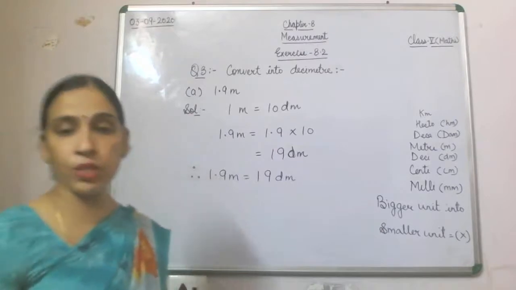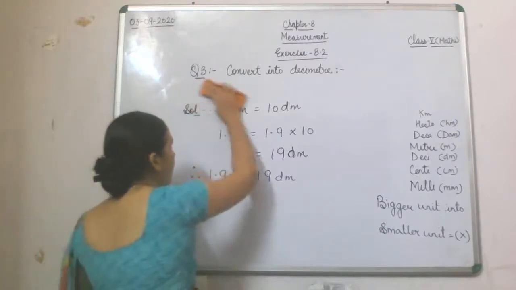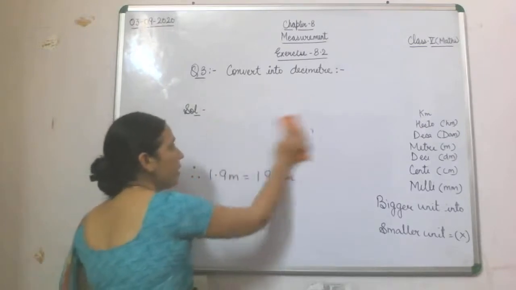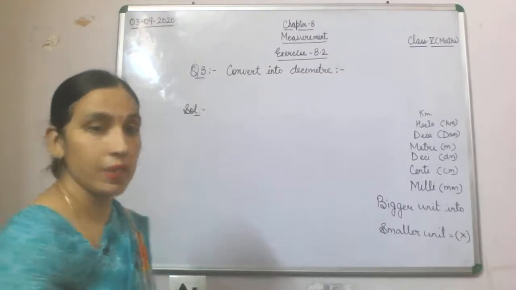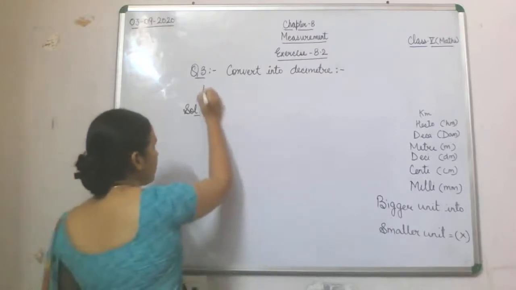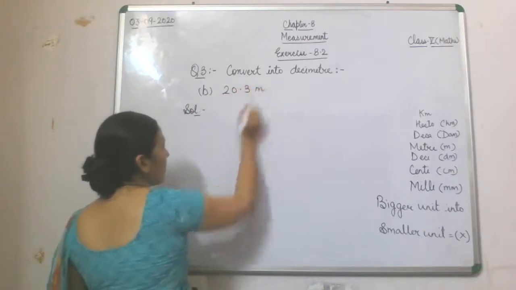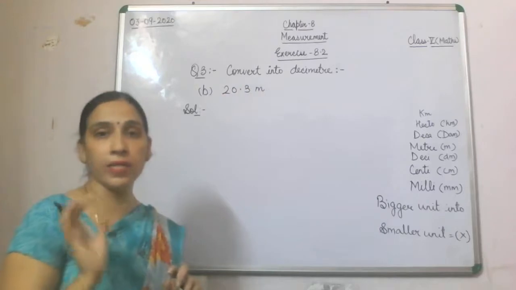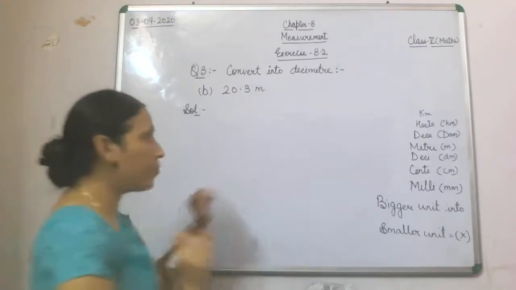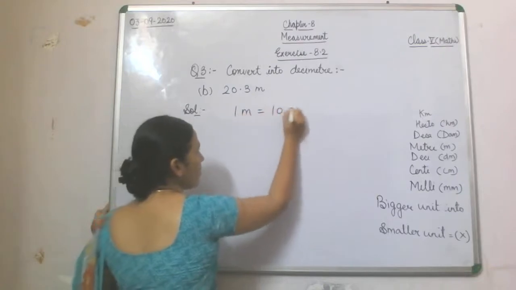Let's see another question, that is B part, again in meter. B part is 20.3 meter and you are supposed to change it into decimeter. Fine. Now in 1 meter we have 10 decimeter, just now we have seen. So we'll write that 1 meter is equal to 10 decimeter.